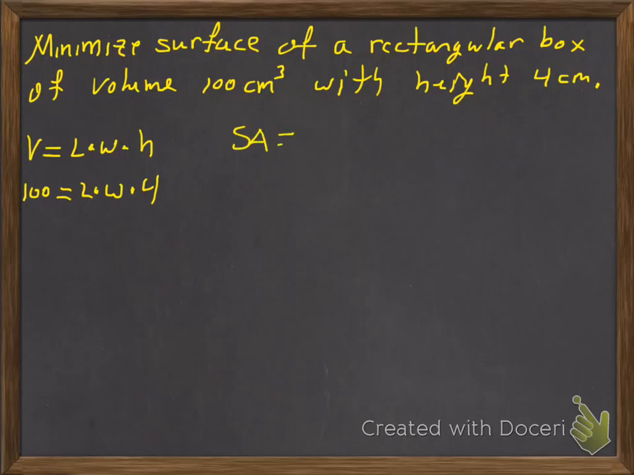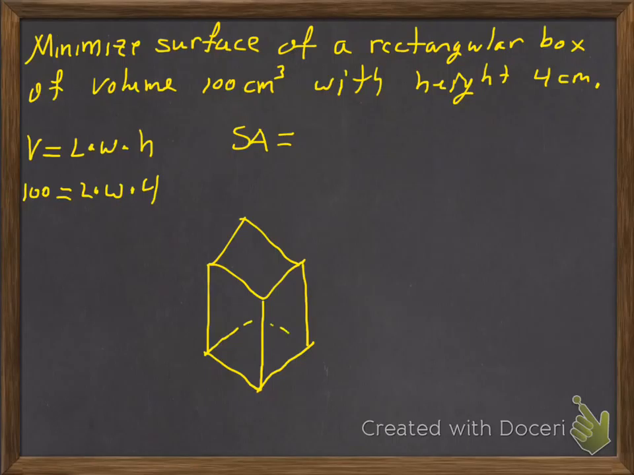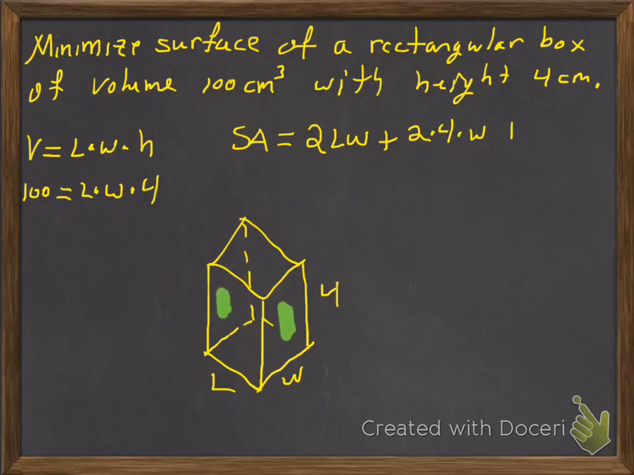The surface area, we'll go ahead and draw a picture. So here we'll draw a rectangular box, and we'll go ahead and label our length, our width, and our height. So we have a bottom and a top, which are dimensions length times width. So we have the bottom here and the top here. And there's two of them. Plus 2 times 4 times W. So that's this face here and this face back here. Those dimensions are 4 by W, and there's two of them.